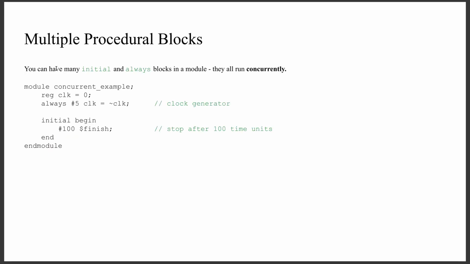Multiple procedural blocks. You can have many initial and always blocks in a module. They'll all run concurrently. Module concurrent example: register clock equals 0, always #5 clock equals not clock, so after 5 time steps, the clock will go up and down. Initial begin, at time step 100, we'll stop after 100 time units.